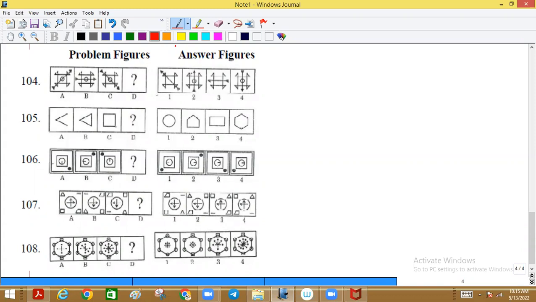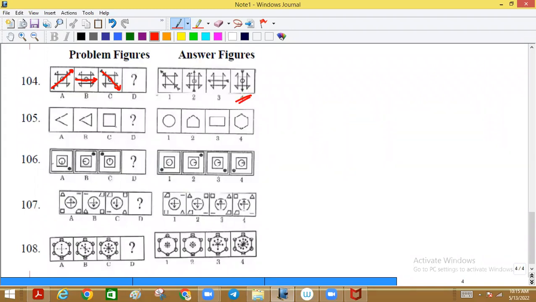A, B, C, D. What is the change you can observe? Arrow mark is changing. 4 is the answer, because this is the first arrow mark. It is rotating by how many degrees? Rotating clockwise or anti-clockwise? If this is the rotation, and again this is the rotation, means clockwise or anti-clockwise? Clockwise. How many degrees? 45 degrees, right? So C also clockwise 45. So what is the answer? Option 4 is the answer.